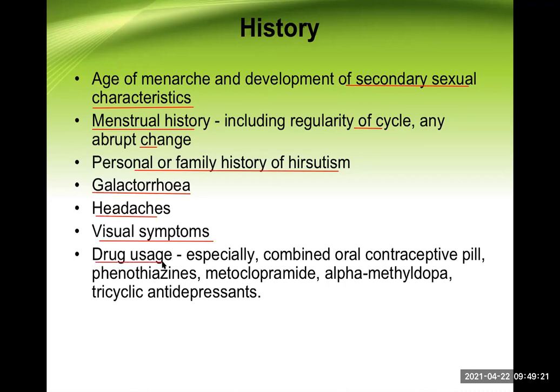Ask about the history of drug use, like combined OCP, phenothiazine, metoclopramide, alpha-methyldopa, and tricyclic antidepressants. All of these may be associated with amenorrhea. One of the important actions of these is that they result in galactorrhea or hyperprolactinemia, and some of them give negative feedback to the release of gonadotropins. So we should ask which drug the lady is taking.